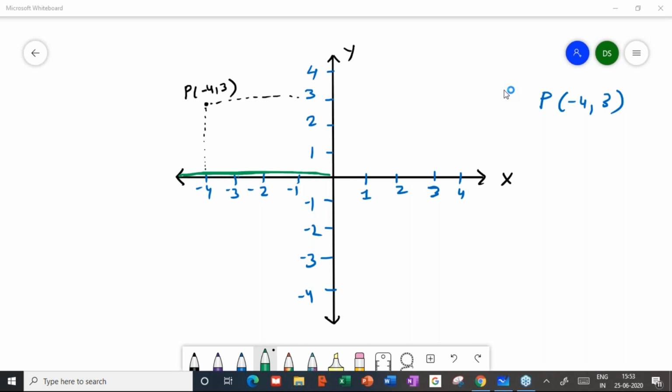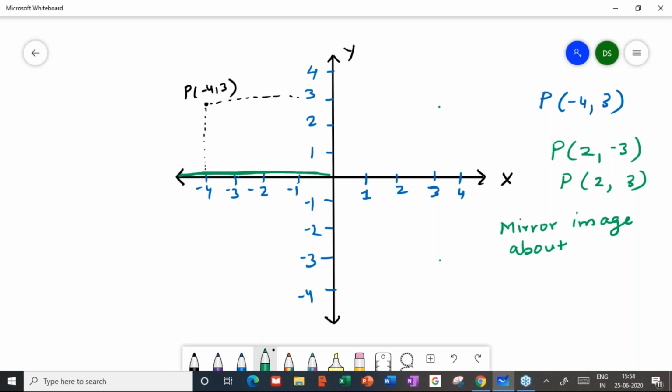So if I give you a point, let's say I'm going to give it to you in the fourth quadrant, 2 comma minus 3, if I take the mirror image, it will be 2 comma 3, right? In this case, the point is here and the mirror image will be formed here. So whenever they say mirror image, I'll just write it here. Write this down in your books so it's helpful when you practice sums. Mirror image about x-axis.